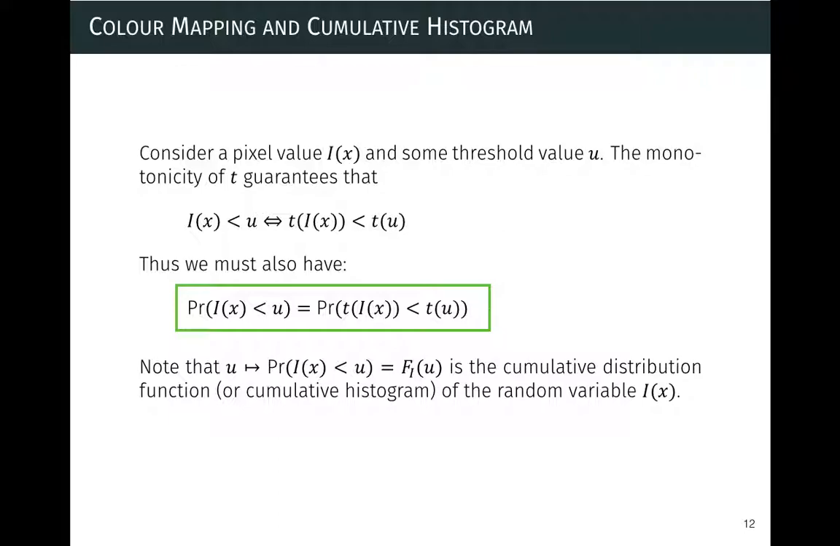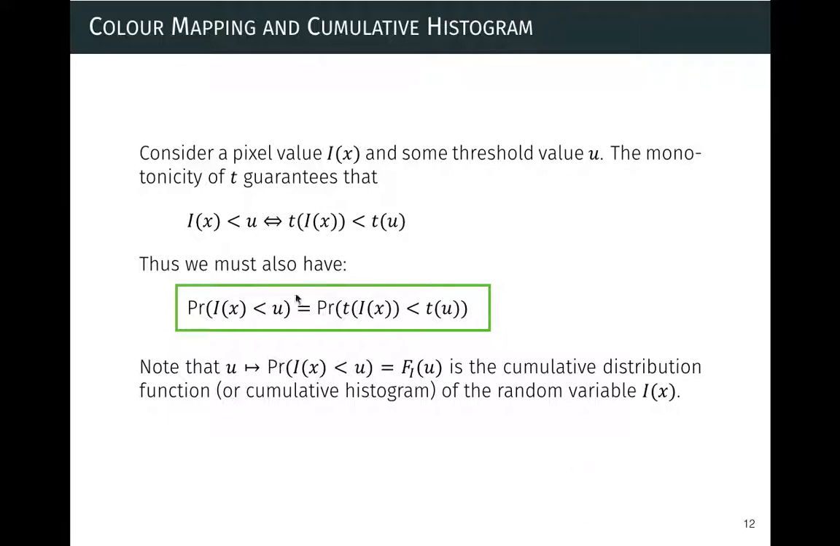And then what we find is that if you just keep that threshold, the picture will still be the same, as in the pixels that are less than u in the picture before color transformation would still be the same as all the pixels that are less than t of u, the transformed version of that threshold. Okay? And that's what we have here.